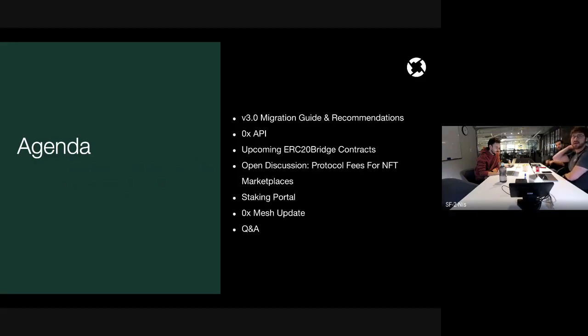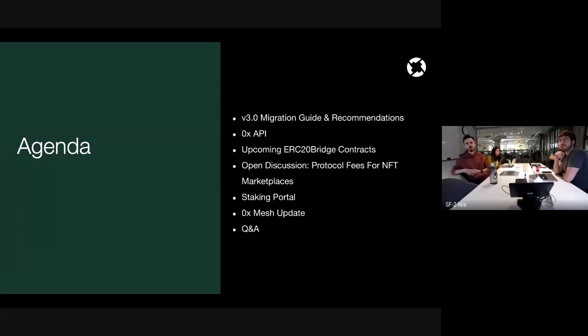I want to talk about the 0x API and some of our plans around DEX aggregation and the ERC20 bridge contracts. Also, I wanted to talk about a few new ways that you can actually use the ERC20 bridge contracts and some of the upcoming ones that we're planning on releasing.